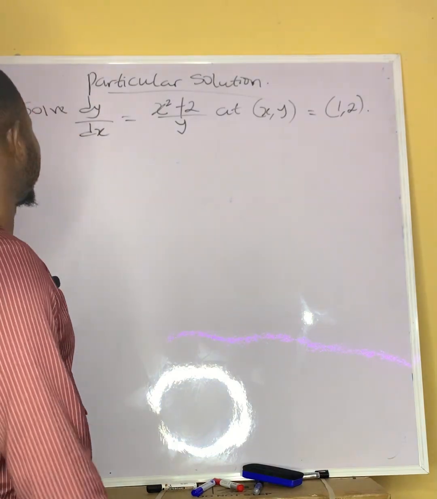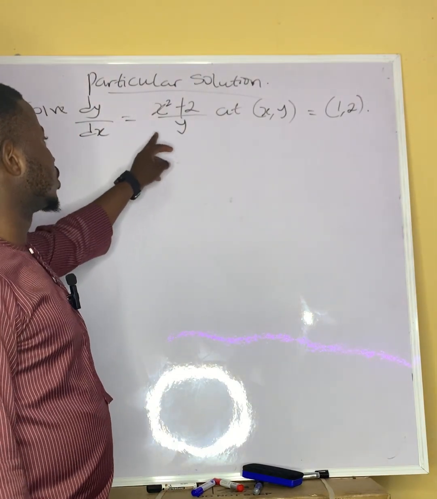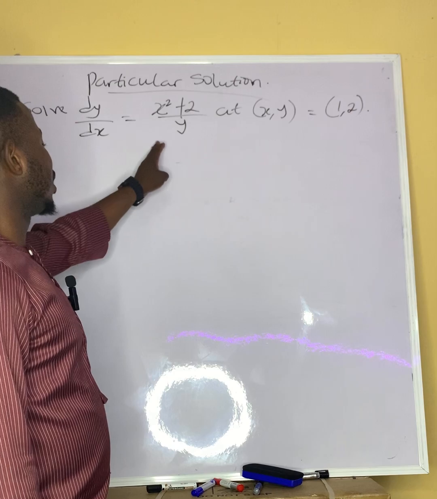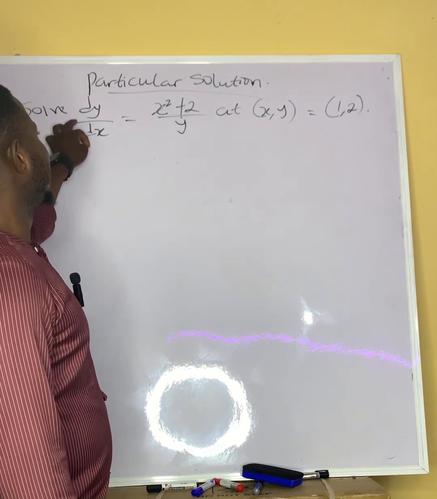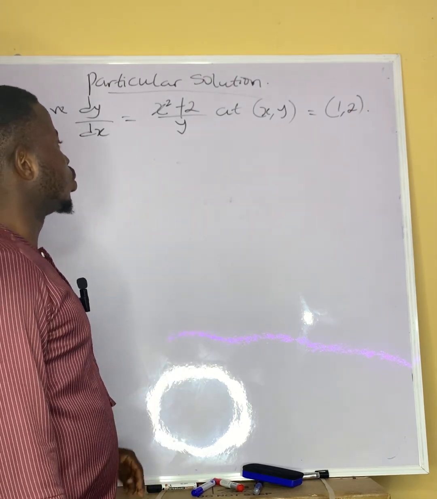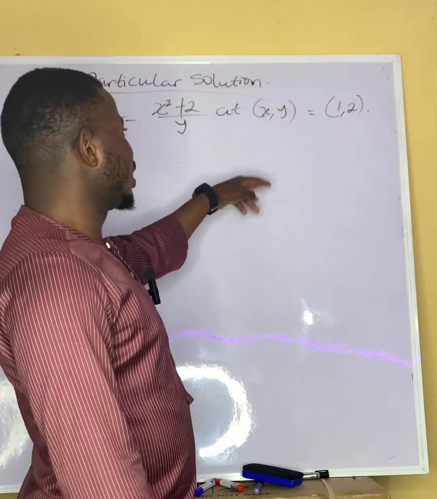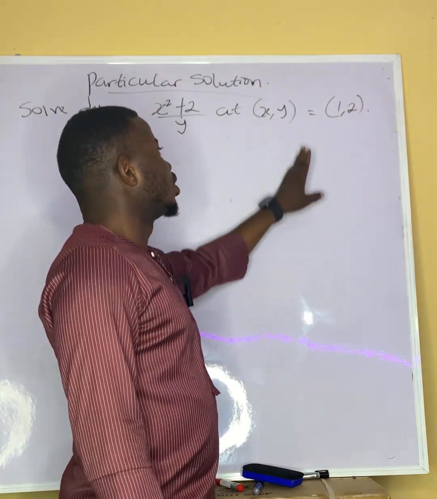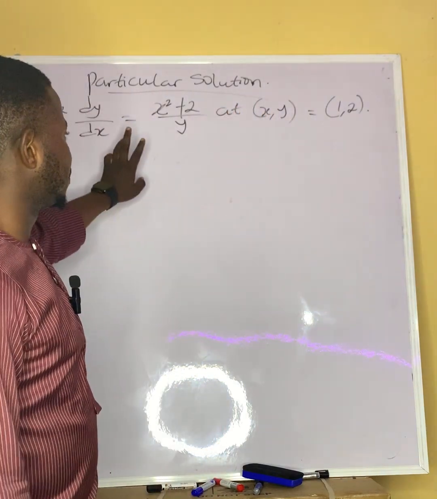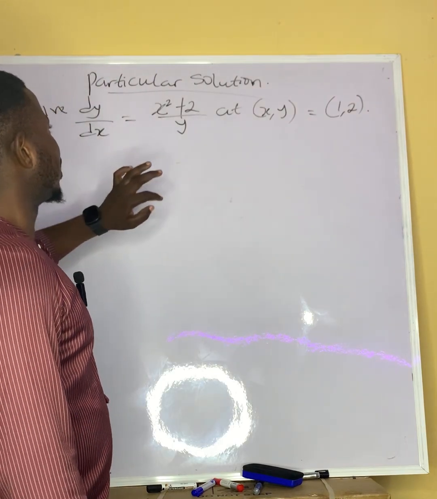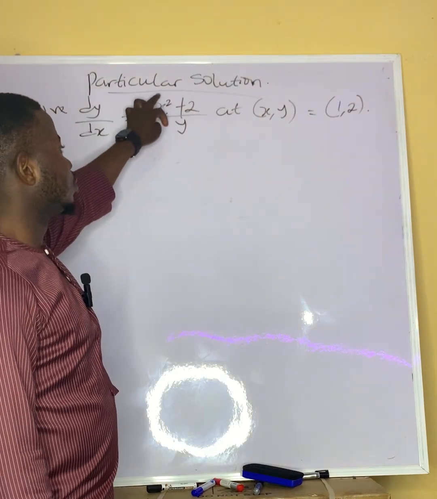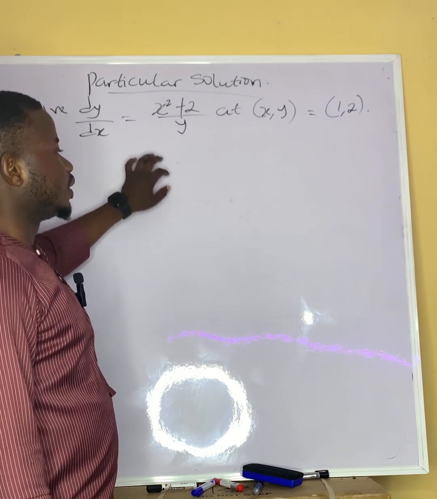The question that we have here is to solve this equation: dy/dx = (x squared + 2)/y at (x, y) = (1, 2). So we have to find the particular solution of this differential equation that we have here. So now it's under particular solution. We have to find the particular solution of this differential equation.